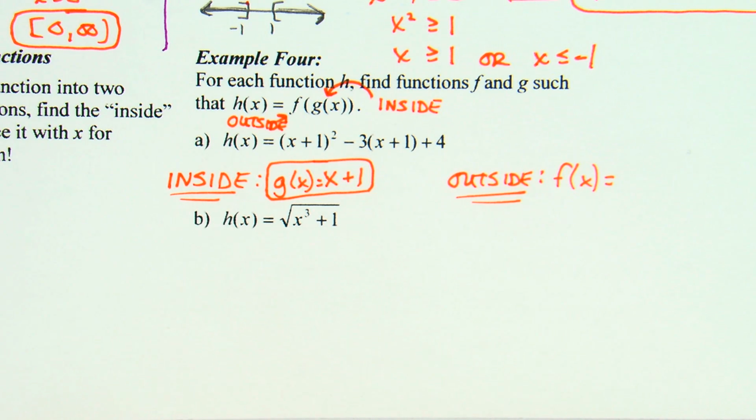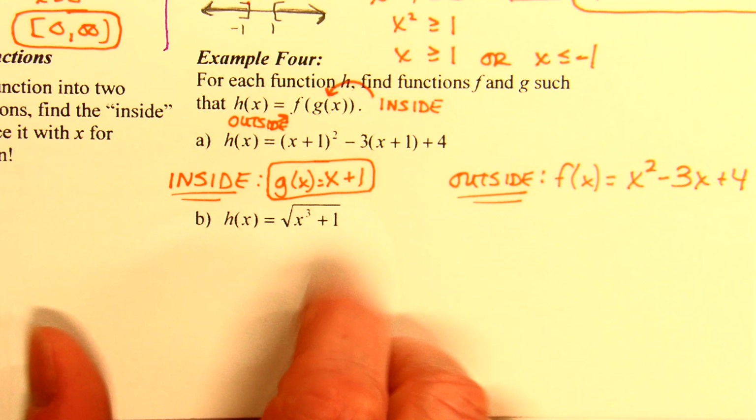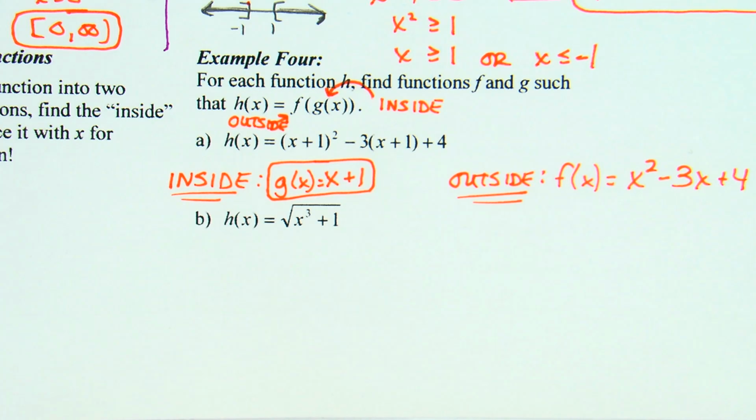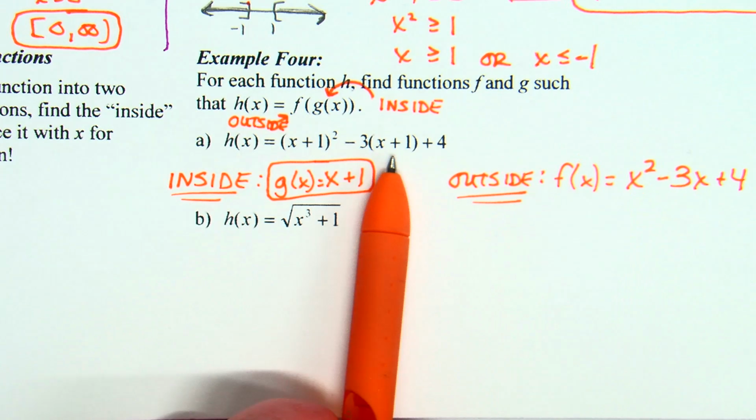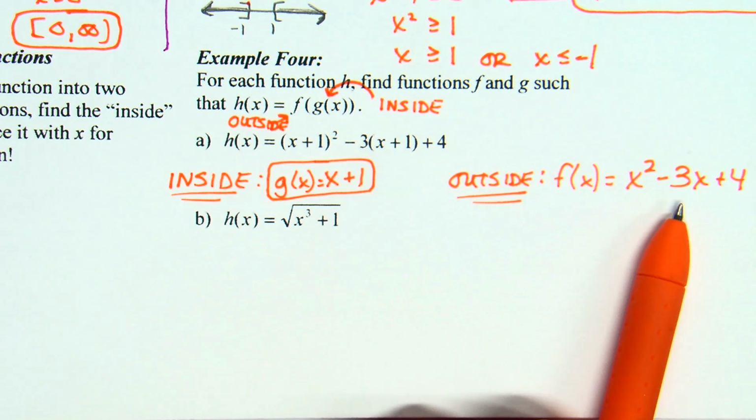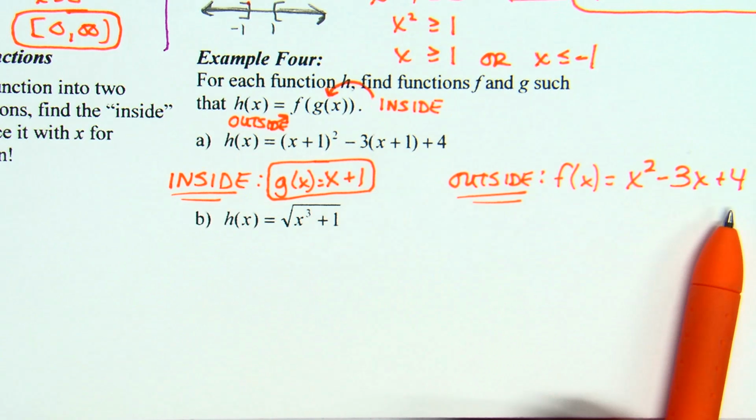Let me write that down. We'll talk about it. Okay. First thing said x plus 1 squared. If I take out x plus 1, what were we doing to x plus 1? We were squaring it. So now it's just x squared. If I take out this x plus 1, what were we doing to it? Multiplying it by minus 3. So what's here? Minus 3 times x. The plus 4 just carries through as a plus 4.